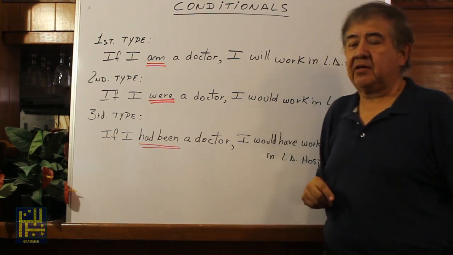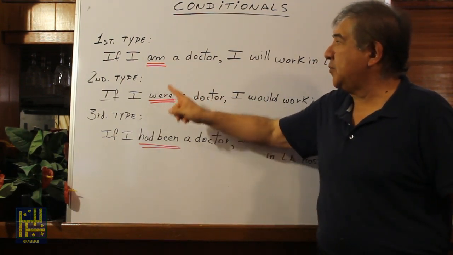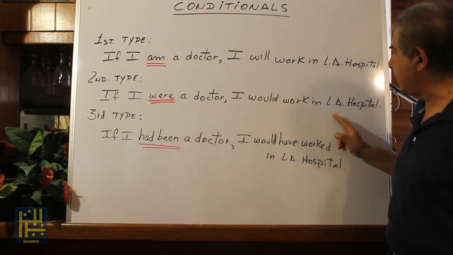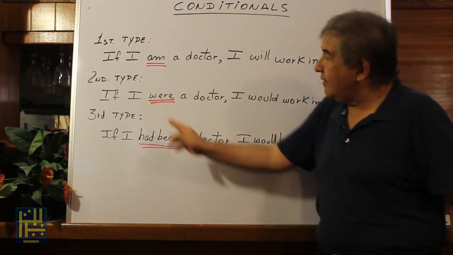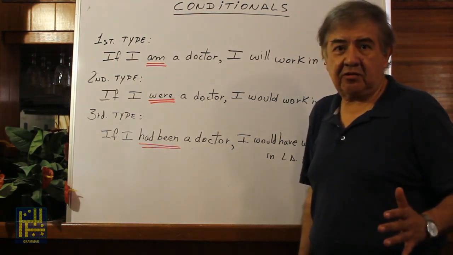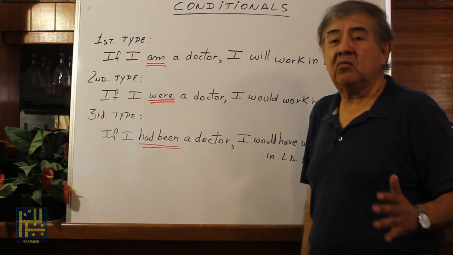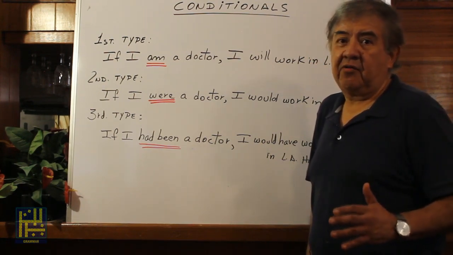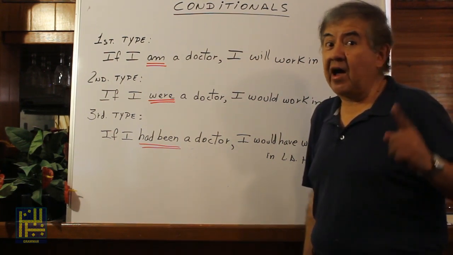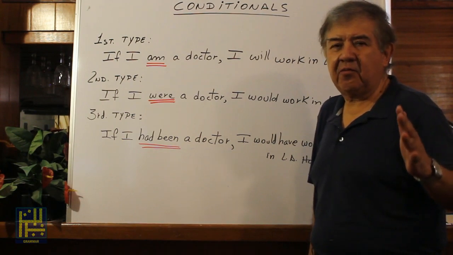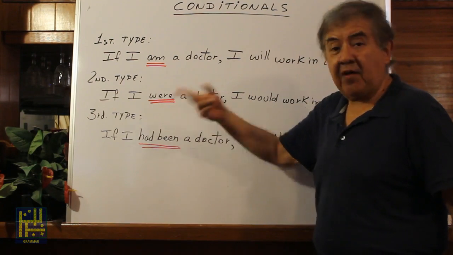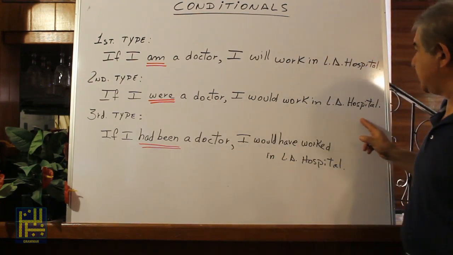The second type is very important because when we use the verb to be, let's see what happens here. If I were a doctor, I would work in Los Angeles Hospital. In this case, grammatically speaking, it is wrong when people say, if I was a doctor. That is informal language. The proper language is, if I were a doctor. Remember that the typical example in everyday language, people always tell others, if I were you. That is the formal language. So here, if I am a doctor changes to, if I were a doctor, I would work in Los Angeles Hospital.